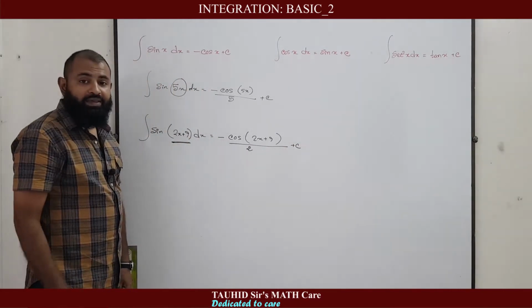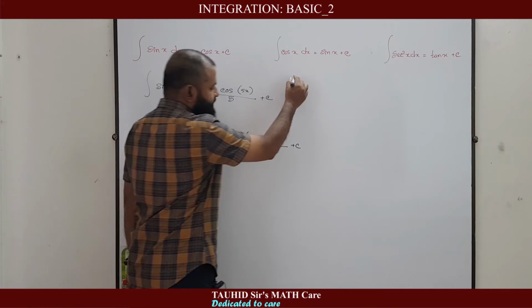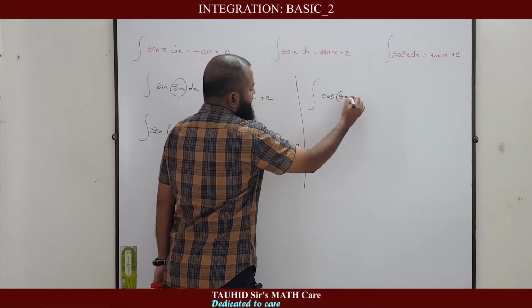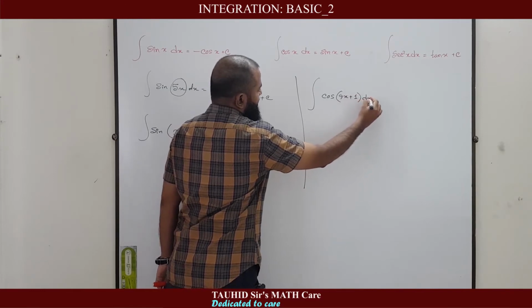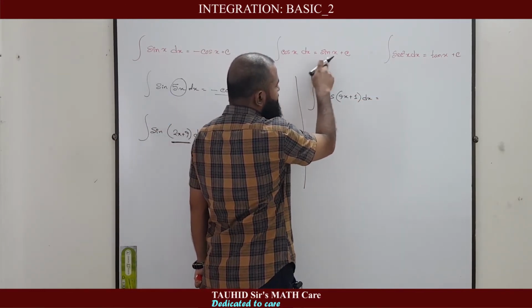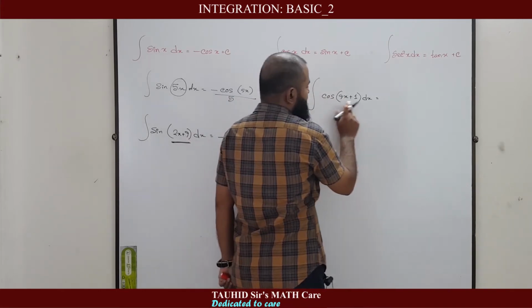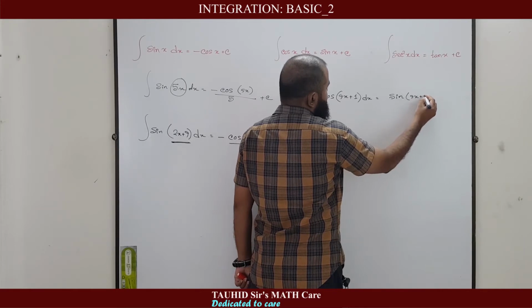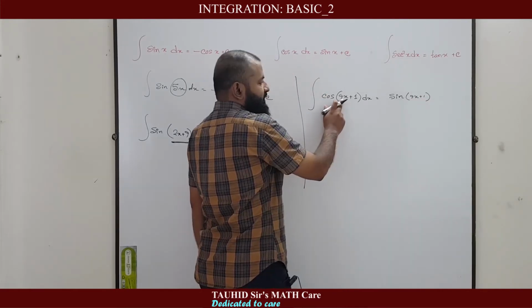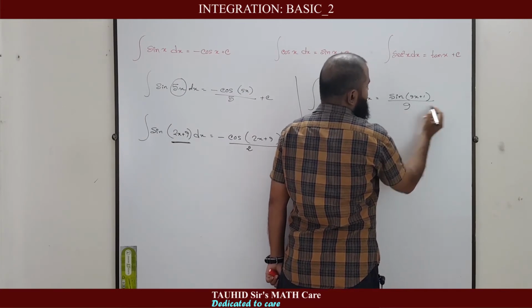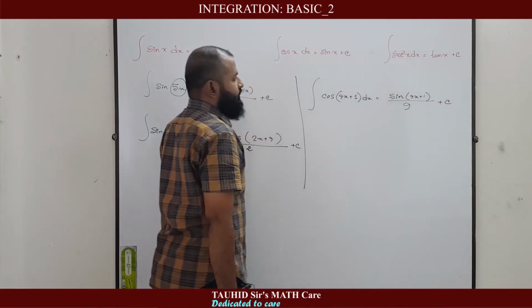The same case is applicable for cos. If we write integration of cos(9x plus 1) dx equals, if we integrate cos, we get sine. That means if we integrate this, we get sine(9x plus 1). And the coefficient of x will sit in the denominator. So divided by 9, plus c.